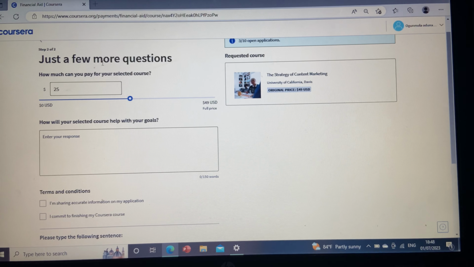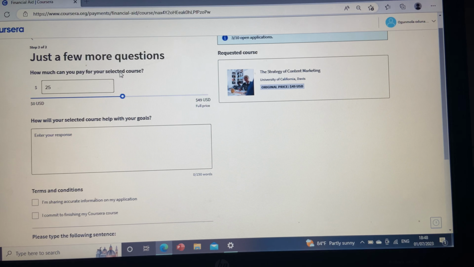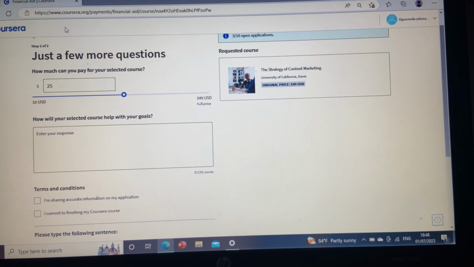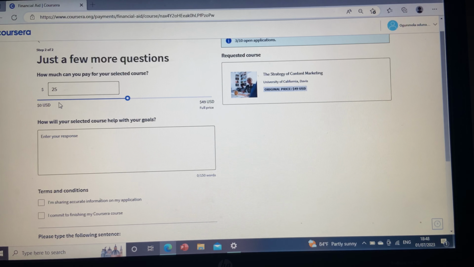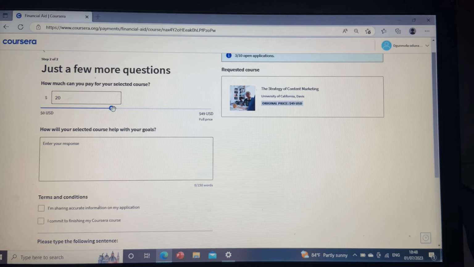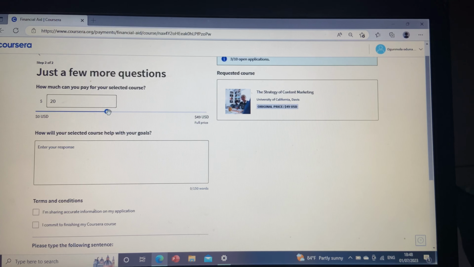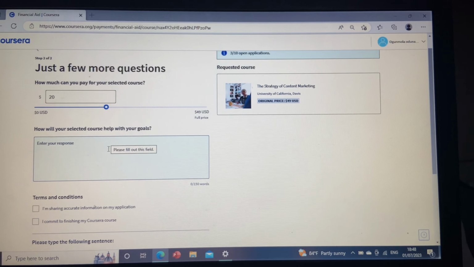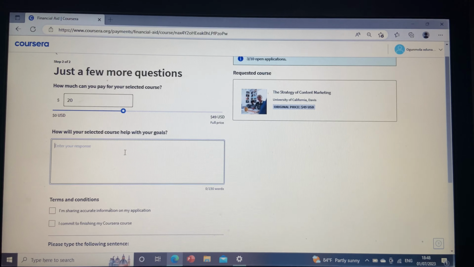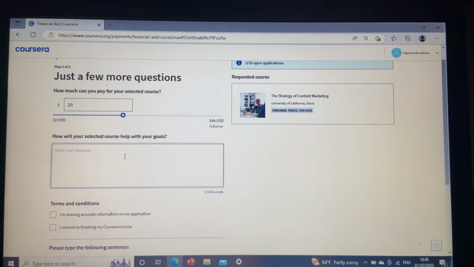Again, how much can you pay for this course? Actually, the amount for the course is $49. So I don't have money, right? So let me select none. How will your selected course help you with your goals? So you write again, like maybe the course will give you some skills you need in the workforce.